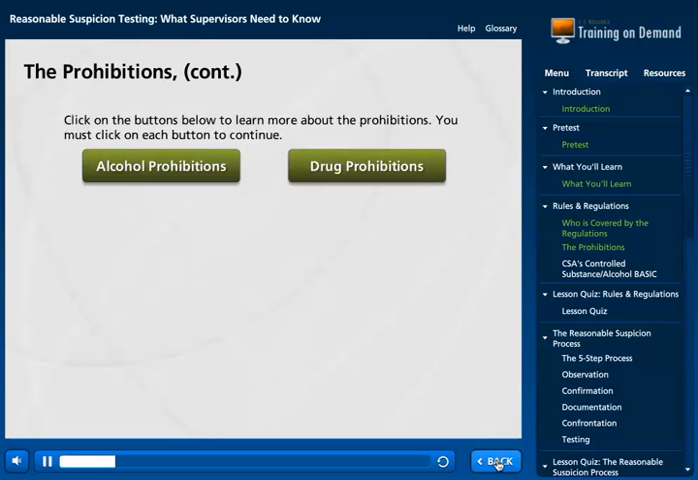Alcohol misuse and drug use that could affect the performance of any safety-sensitive functions is strictly prohibited. Click on the buttons below to learn more about the prohibitions. You must click on each button to continue.